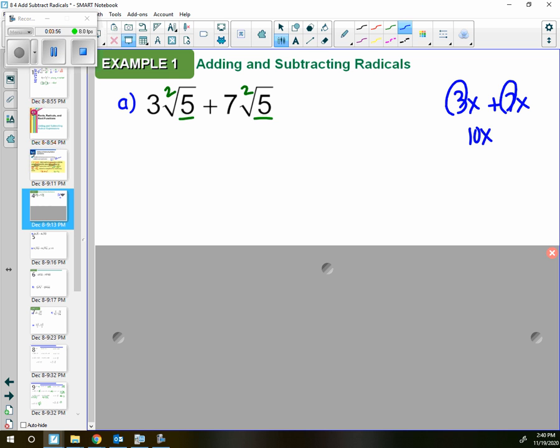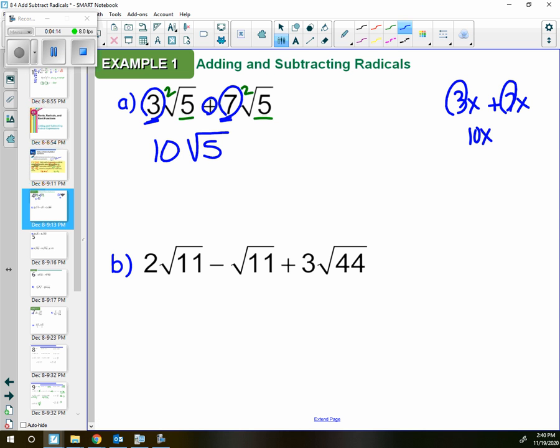This is identical. I'm going to add the coefficients, so it's asking me to add them. So if I have 3 of these square root of 5s plus 7 more, that's going to give me 10 of those square root of 5. So it's exactly like what we do if it's just a variable term. It's the same idea. So I'm going to do the same sort of thing when I add those radicals together. All right, let's take a look at the next one.